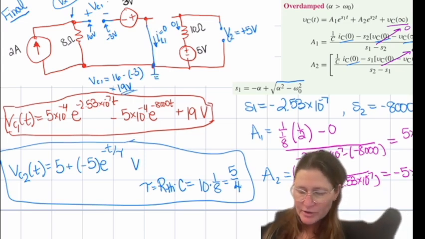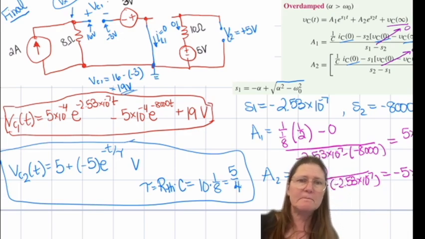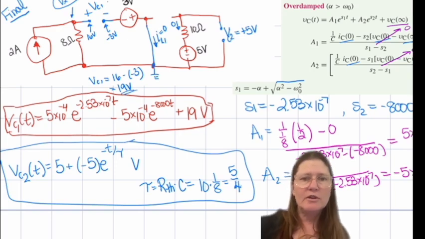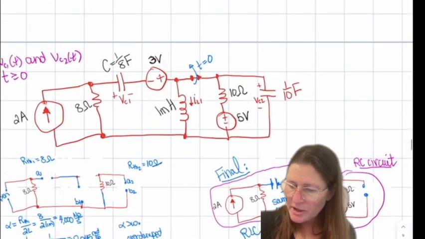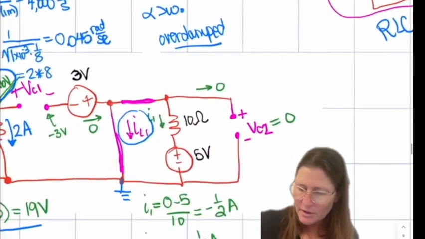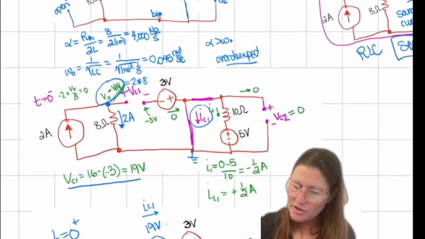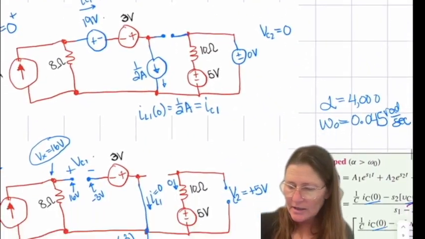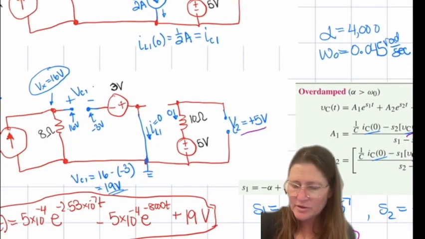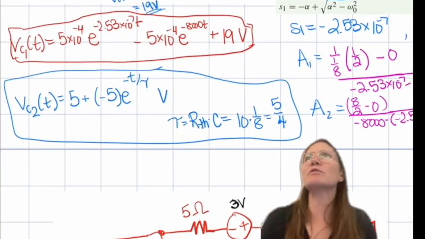And then for VC2, you just have to find the RTHC because it's an RC circuit, and then your final and your initial. So your final for the capacitor over here was, go to this one. So in this case, your VC2 initially was 0 because you have a short across it. And then in infinity, you're going to have 5 volts because you have 0 current in that one. So you have 5 minus 5 e to the minus t over tau.